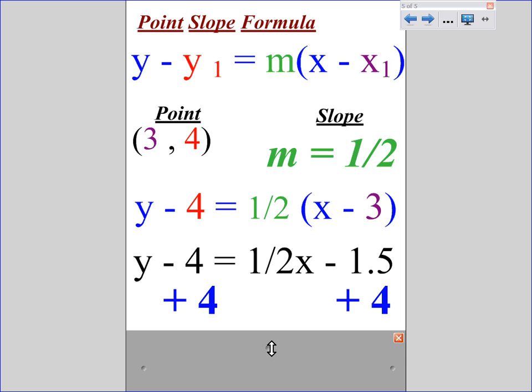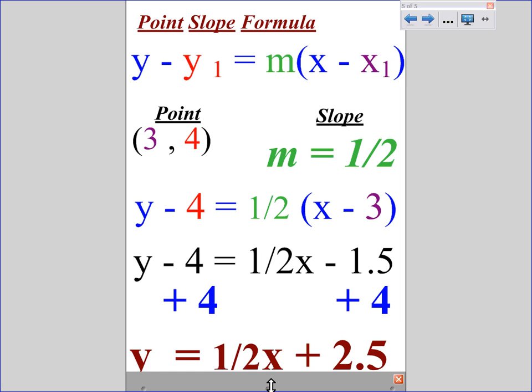And last but not least, do the opposite of minus 4 to both sides. That's plus 4 to both sides. And when I'm all said and done, my equation of my line in slope-intercept form is y equals 1/2 x plus 2.5. And this, ladies and gentlemen, is using the point-slope formula to identify an equation of a line.